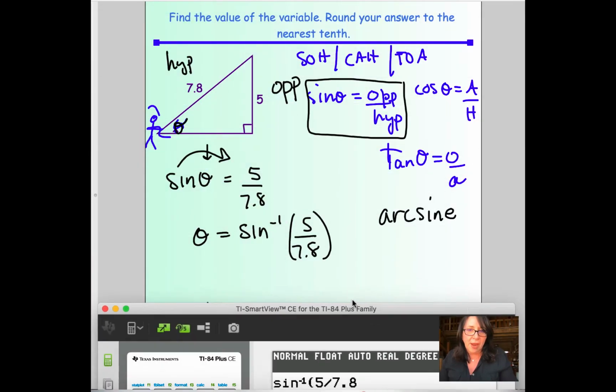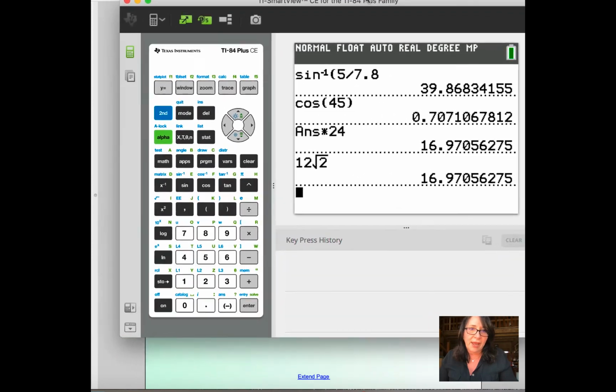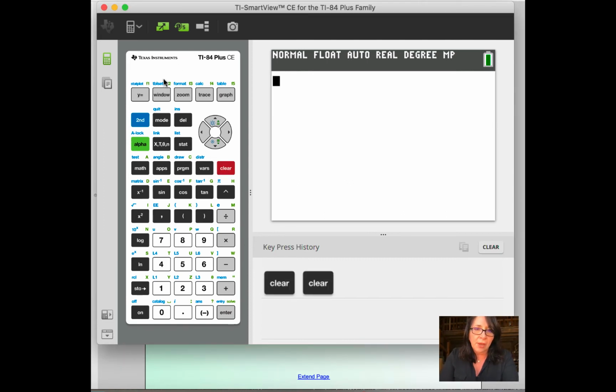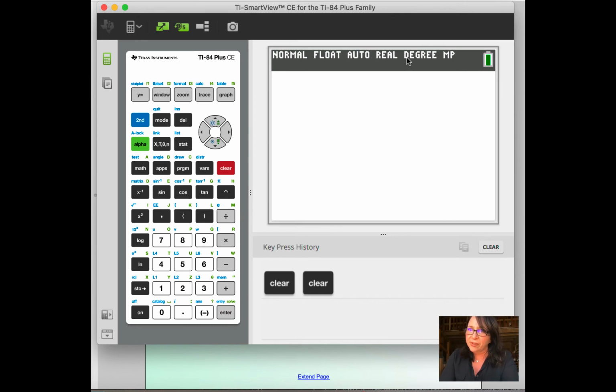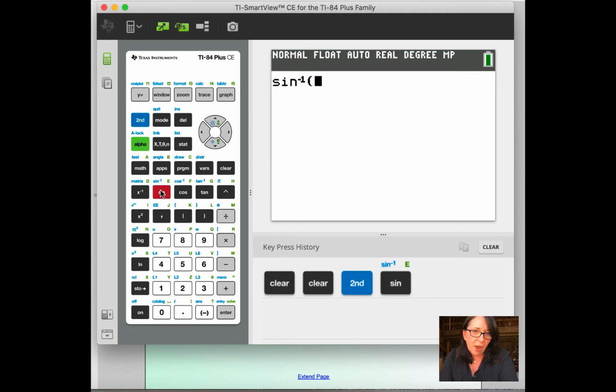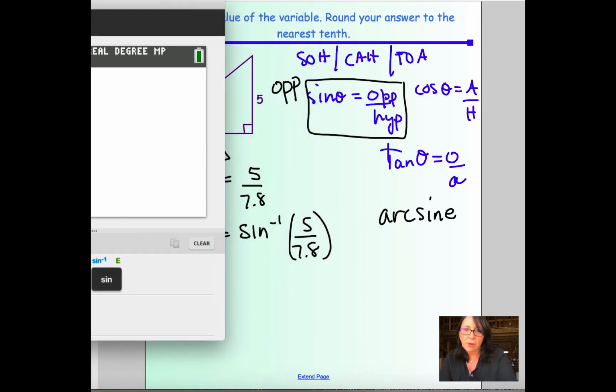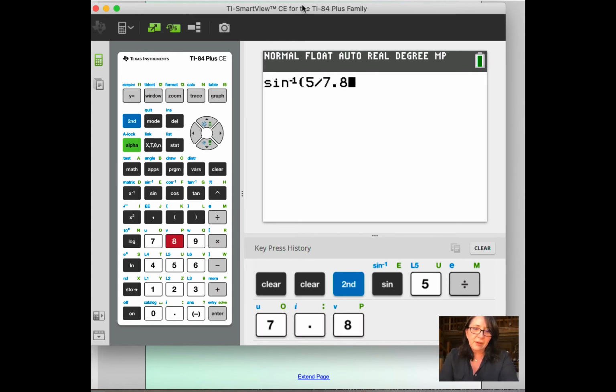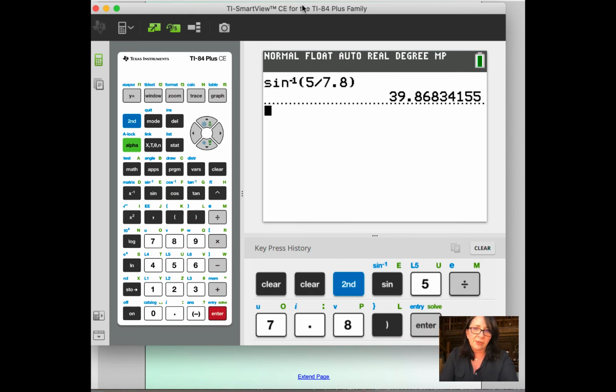I want to use arc sine of 5 divided by 7.8. So that means when I use my calculator, let me clear this out. By the way, you need to make sure that you're in degrees. See the degrees up here? Make sure you're in degrees. So we're going to go second sine, that's arc sine, 5 divided by 7.8. Type in 7.8, close your parentheses, and hit enter. And that's about 39.8, so about 40 degrees.